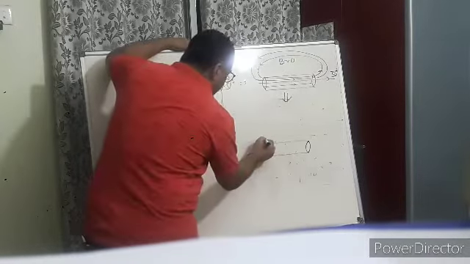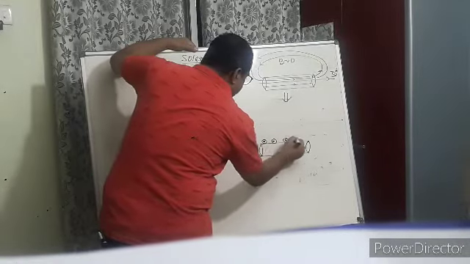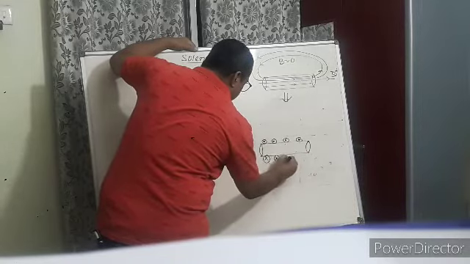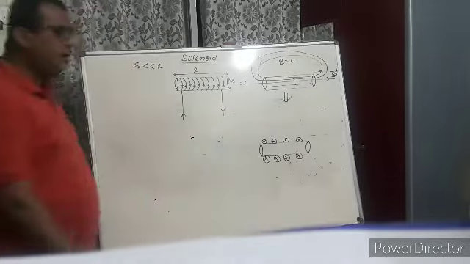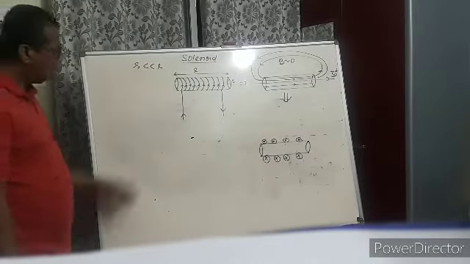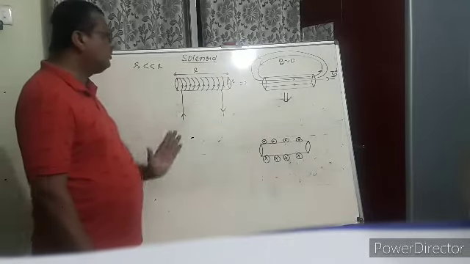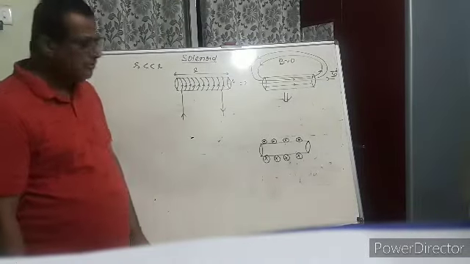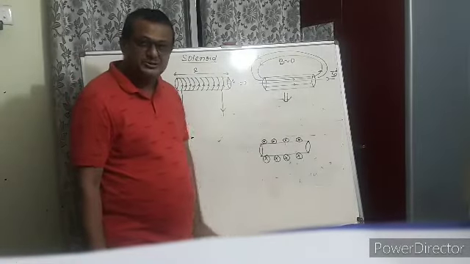Here the magnetic field on one side will be outward and on the other side it will be inward, because I told you initially that from the front side the current is going up and from the back side it is going down. So the direction of the magnetic field changes at both ends.